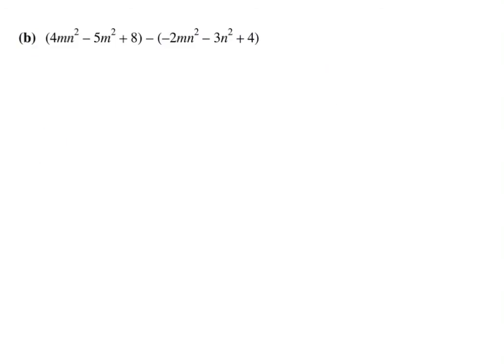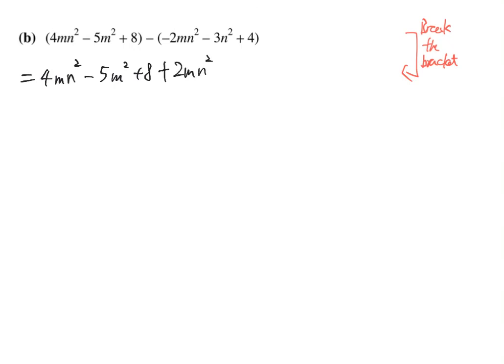Okay, now we try to do this example together. So first of all, break the bracket. Okay, break the bracket. Okay, so it becomes 4mn squared minus 5m squared plus 8. So minus minus become plus. Minus minus become plus. Minus plus become minus.